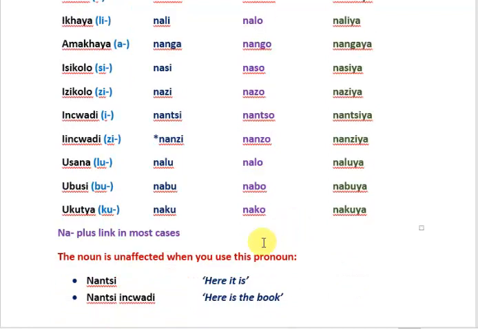What is important to notice is that the noun is unaffected. No change at all. So in other words, we can have nansi. Here it is with reference to a book, and if you actually have the book in your hand, you could say nansi incwadi. Here is the book. Good. I'm sure you won't find that too difficult. Enkosi kakhulu.